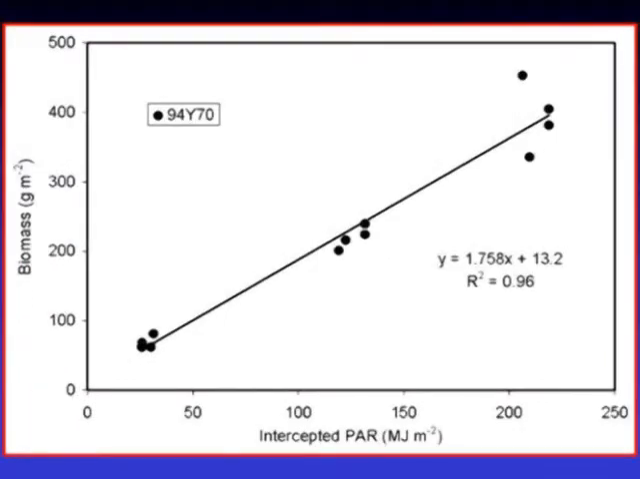And the way that we've done this is we've gone in and harvested the above ground portion of the crop at different time points in the season and plotted it against the amount of light that's intercepted by the crop. And that represents kind of a long-term integrated measurement of photosynthesis.